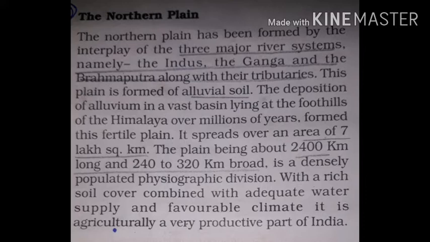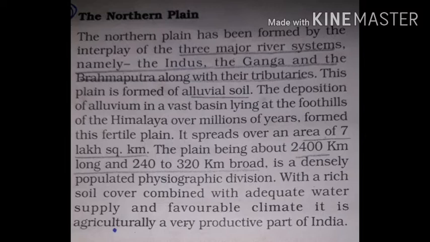The deposition of the alluvium in a vast basin lying at the foothills of the Himalaya over millions of years formed this fertile land for agriculture purposes. It spreads over 7 lakh square kilometers, the plain being about 2400 kilometers long and 240 to 320 kilometers broad. A big area for agriculture in this northern part of the Himalaya.